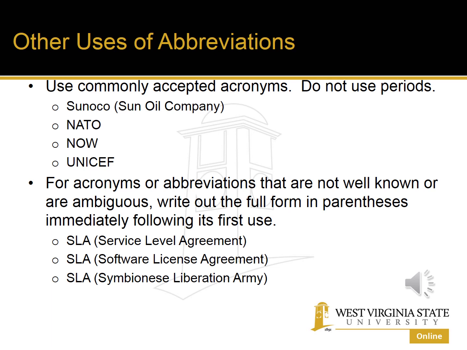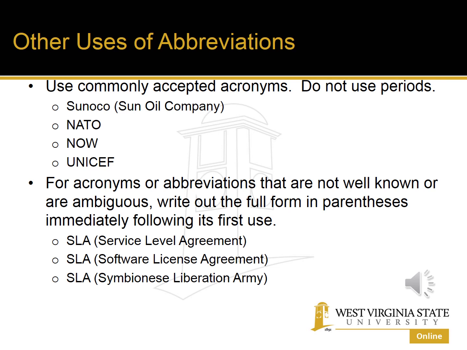The other thing is, when we have acronyms that are not well known or are ambiguous, then we want to write out the full form in parentheses immediately following the first use of the acronym. Or if we're writing a technical document, we may do the reverse. We use the full form, and then in parentheses we use the acronym, and then from there on we can use the acronym in the document.